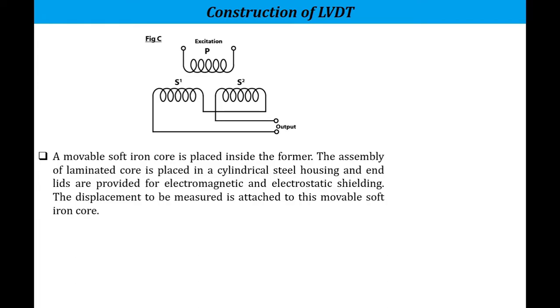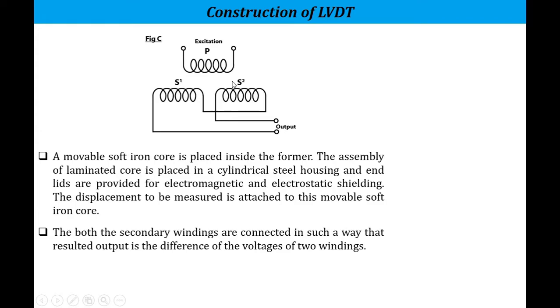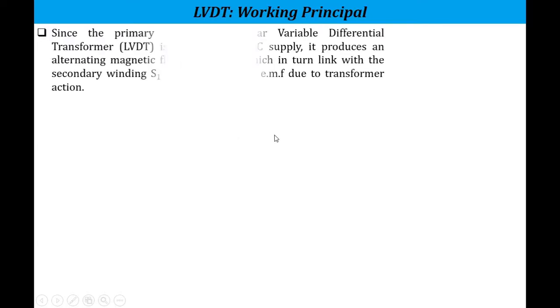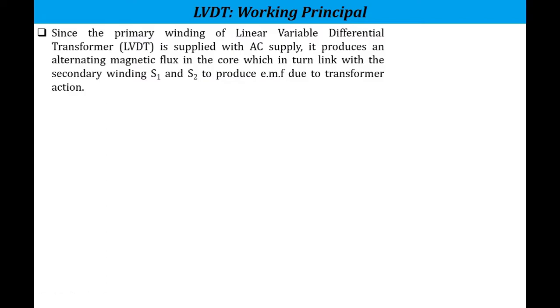So the movable soft iron core is placed in between these two. The secondary windings are connected in such a way that the resulting output is the difference of the voltages of the two windings. If you clearly observe the connection of the S1 winding and S2 winding, you will see that the second end of S1 is connected to the second end of S2, whereas this first end is connected to the output, and this first end of S1 is connected to the other output. Now let's discuss the working principle of an LVDT.